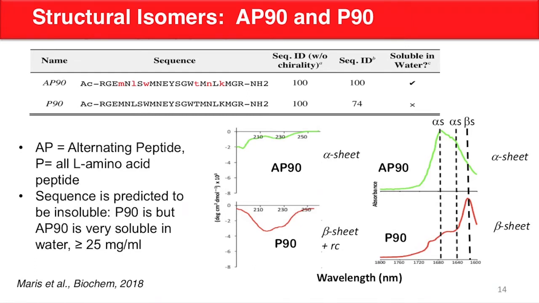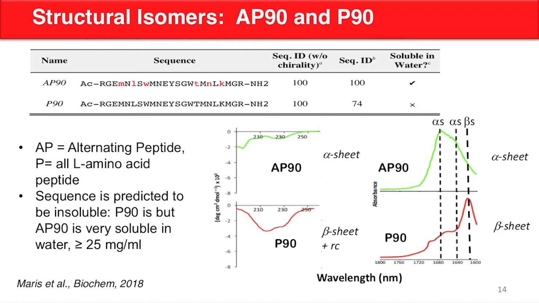And what you can see by the spectra is that they behave very differently. First pass, AP90 is extremely soluble in water, in buffer, all kinds of solvents. We don't need organic solvents to solubilize it. However, P90, exactly the same sequence but all L-amino acids, is very insoluble. We have to add organic solvent to work with it in solution.